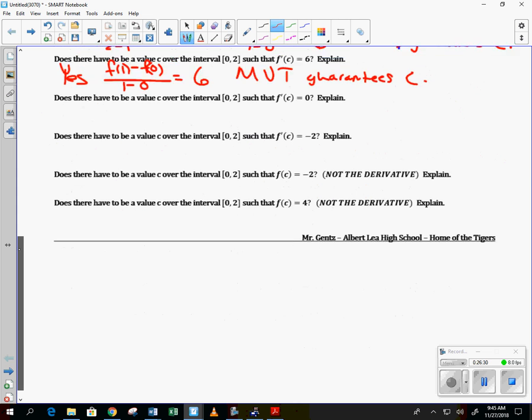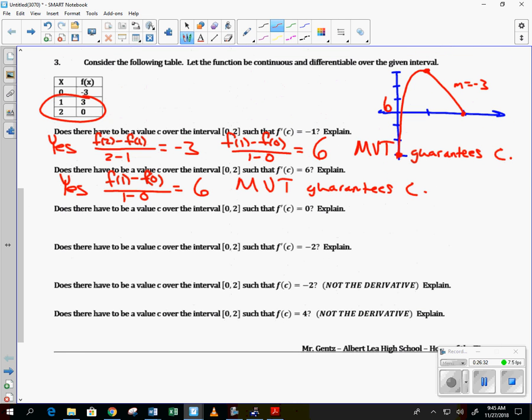How about the next one? Does there have to be a value where it's equal to 0? Why? Yeah, because it crossed from positive to negative. We could give the same idea, couldn't we? Now, look at these two real quick. Does there have to be a value C over the interval 0 to 2 such that f of C is equal to negative 2?